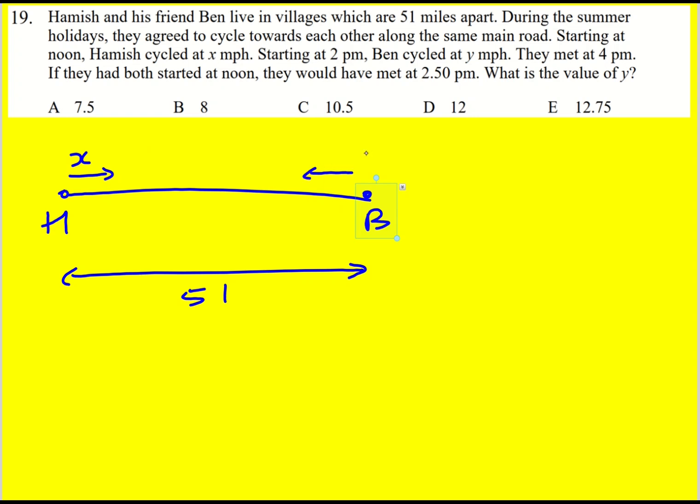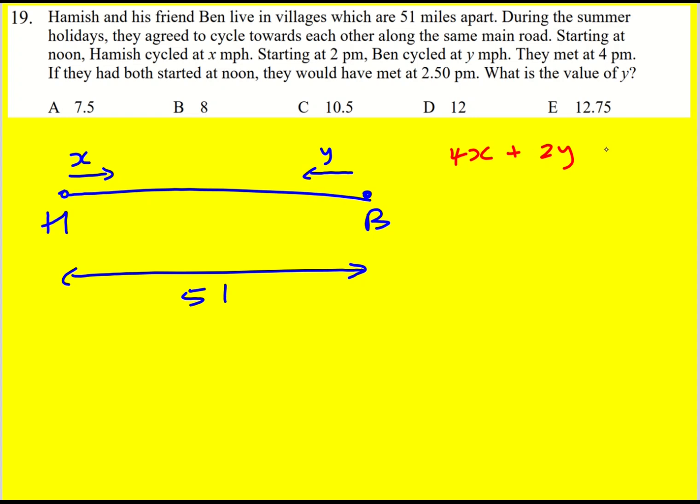And then Ben, okay, he doesn't start at the same time initially, but he's going to be traveling at Y miles per hour. So if Hamish starts cycling at noon, and they meet at 4 p.m., then Hamish would have been traveling for 4 hours. And so his distance traveled would have been 4x, because it's speed times time. And then Ben, meeting at 4 and Ben started at 2, so he was actually traveling for 2 hours. He would have gone a distance 2y.